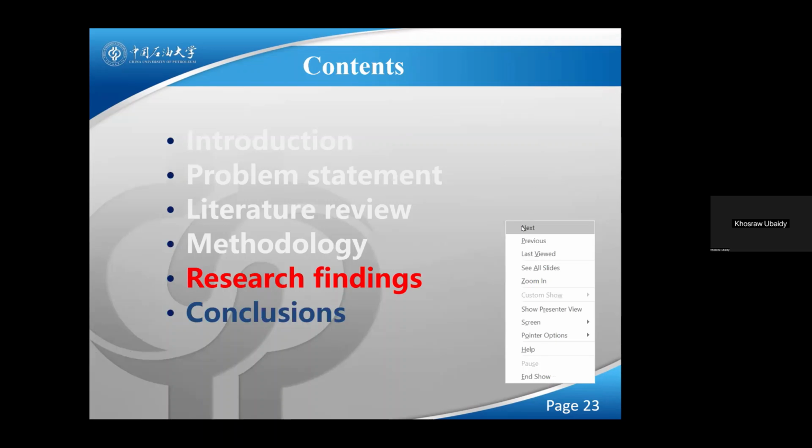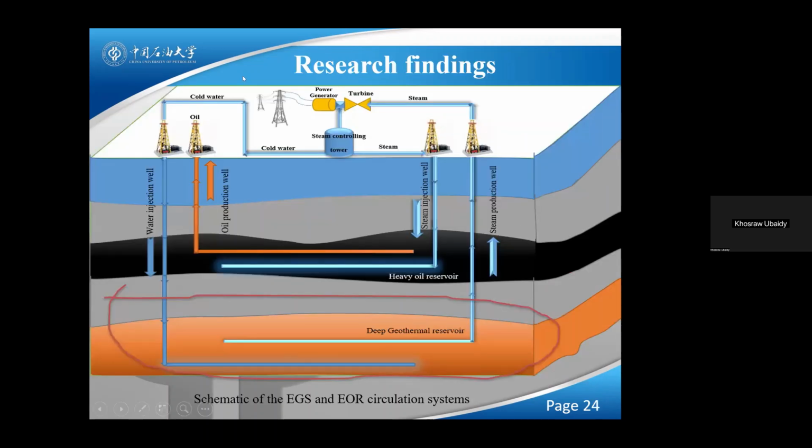We jump to research finding. Here I want to give more information. Here we have four wells. The first well is here, water injection. The water injection is, we can say, normal water, but it can also be hot water. When we come to the hot plates in the deep geothermal reservoir, we are injecting different water with different pressure and different temperature to see the behavior of the plate.